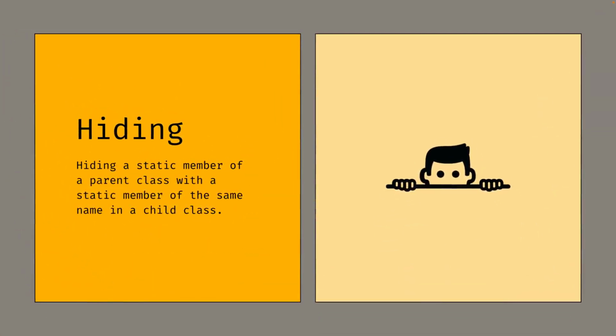And lastly, we need to understand hiding. Hiding is the process of hiding a static member of a parent class with a static member of the same name in the child class. Both properties and methods can be hidden. This hiding can be achieved by declaring a field or method with the same name in the child class and using the static modifier, of course.